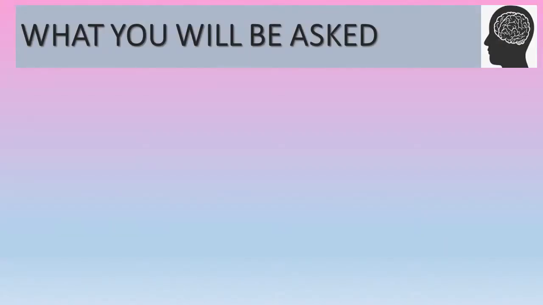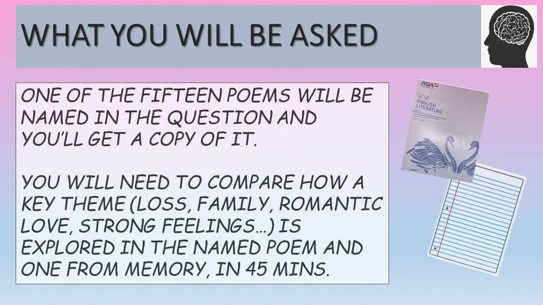So this is what you're going to be asked in the examination. It's lit paper 2. It's that 2-hour, 15-minute paper, and it's the second section. One of the 15 poems will be named in the question and you'll get a copy of it. That's what you'll hear your teachers talking about when they talk about the named poem. So one of them is given to you. You'll have a copy of it in the exam paper.